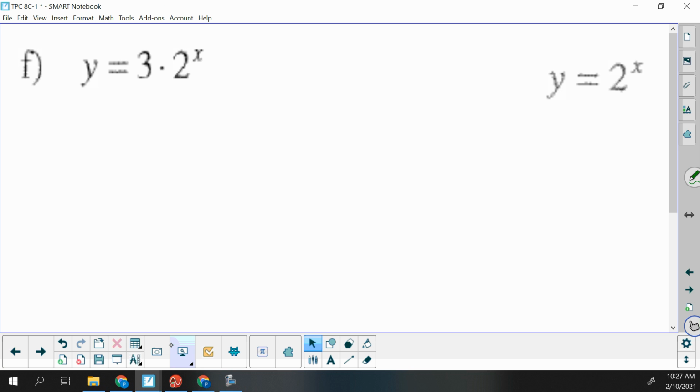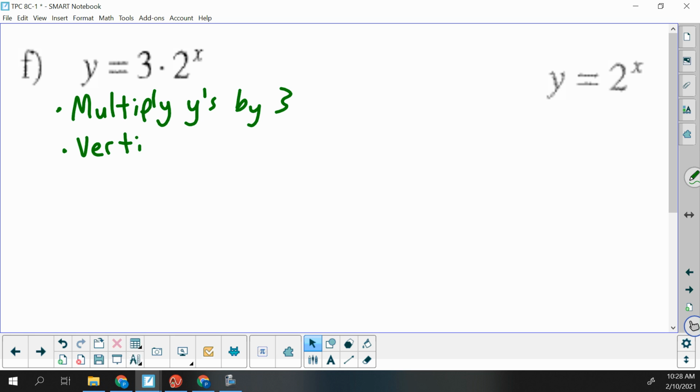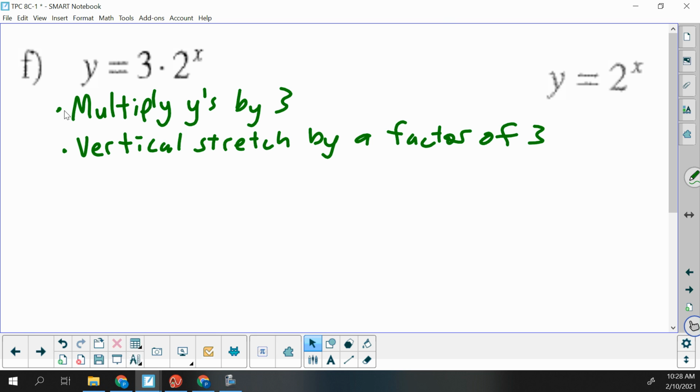So there's 2 things we could write for this. You could either write multiply y's by 3. So that's one option of what you could write. Or the y's are our vertical axis, and they're getting bigger, so you could also say vertical stretch by a factor of 3. And that's an either or. Either of those options would be fine.